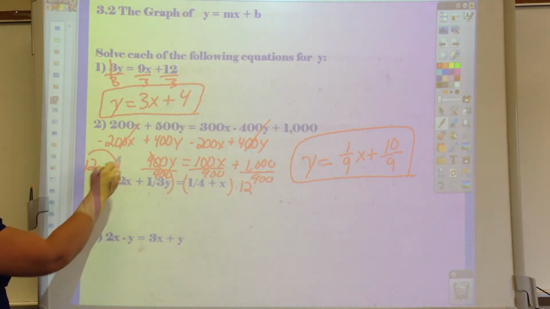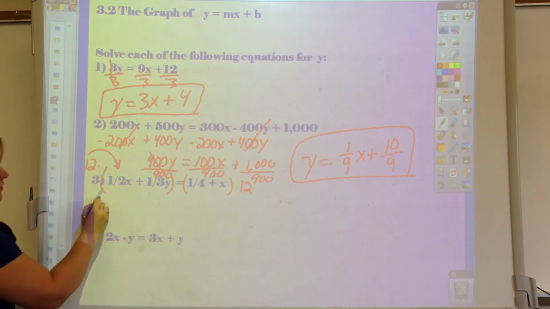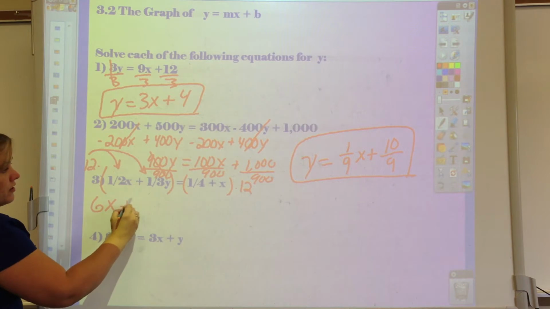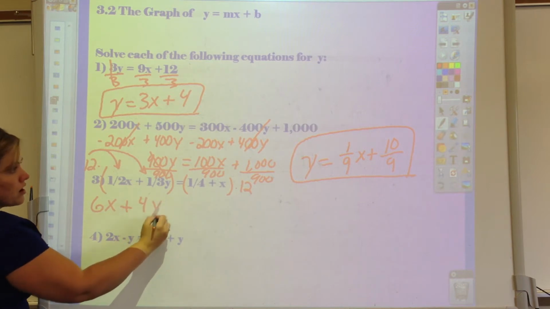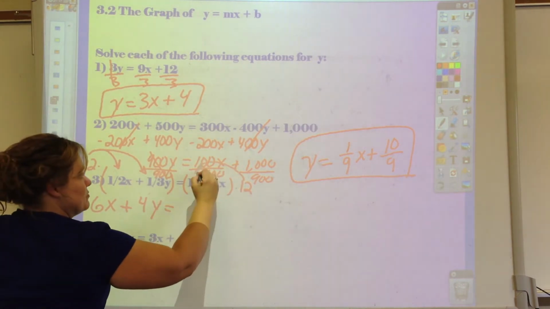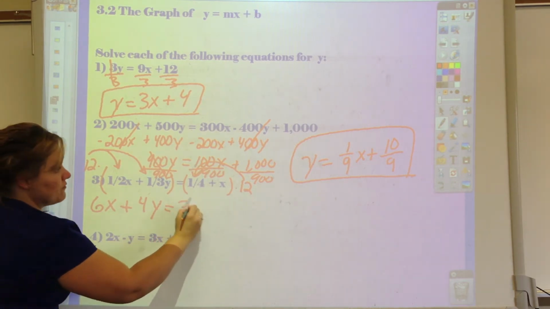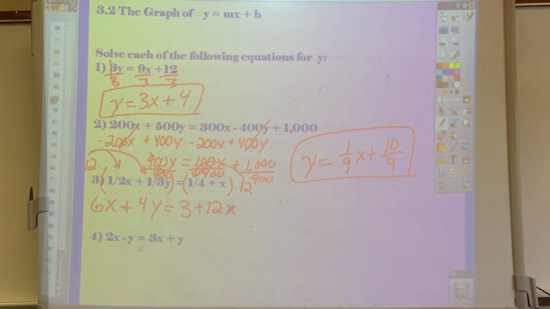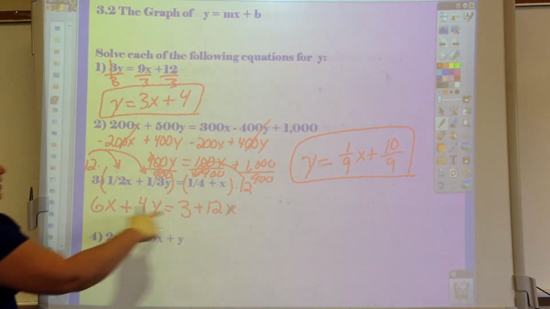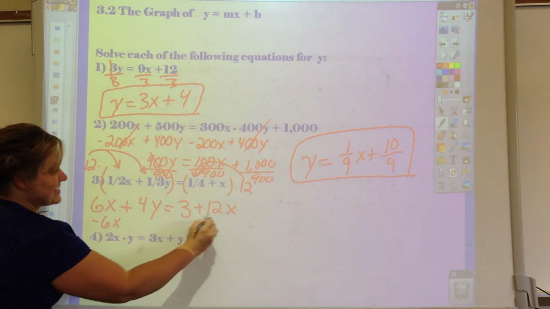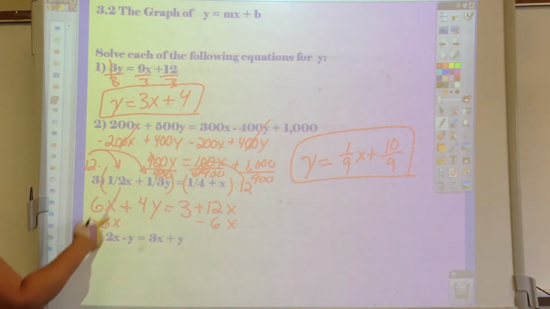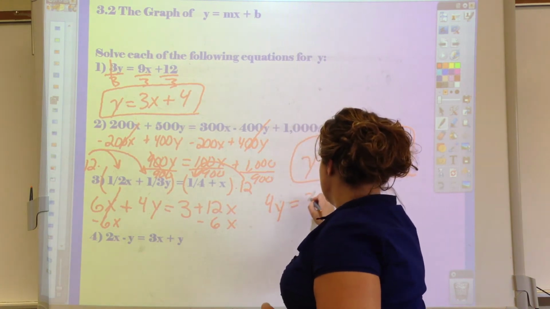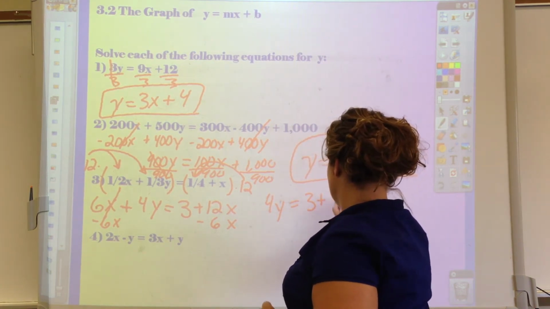And when I do, what is 12 times 1/2? That'd be 6. What's 12 times 1/3? That'd be 4. And coming this way, 12 times 1/4 will give me 3 plus 12x. Now this is in a form that most of us are a lot more comfortable with. Let's combine our x variables. I'm going to subtract 6x on both sides. Over here it cancels, and now I finally have my y variable almost all alone.